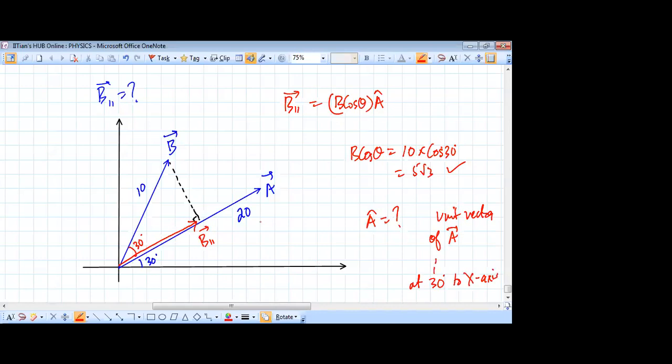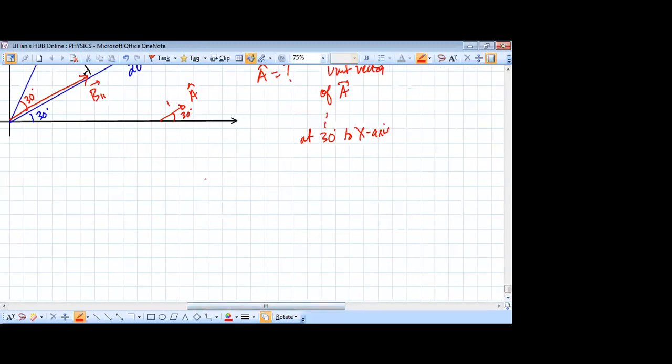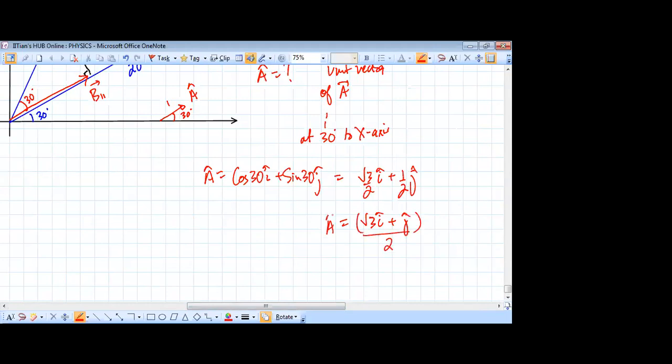So basically, what is a cap? It is a unit vector in this direction. Like this. This is your a cap. It is a vector of magnitude 1, but at an angle of 30 degrees to the x-axis in the xy plane. So I don't need to do so much over here. I can just say a cap, therefore, is cos 30 I cap plus sin 30 j cap. So it is root 3 by 2 I cap plus 1 by 2 j cap, or it is root 3 I cap plus j cap, the whole thing divided by 2. This is a cap.